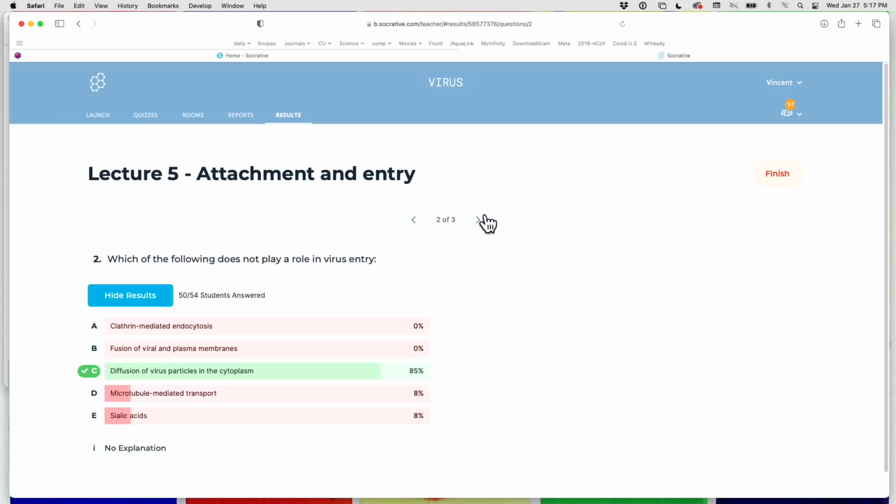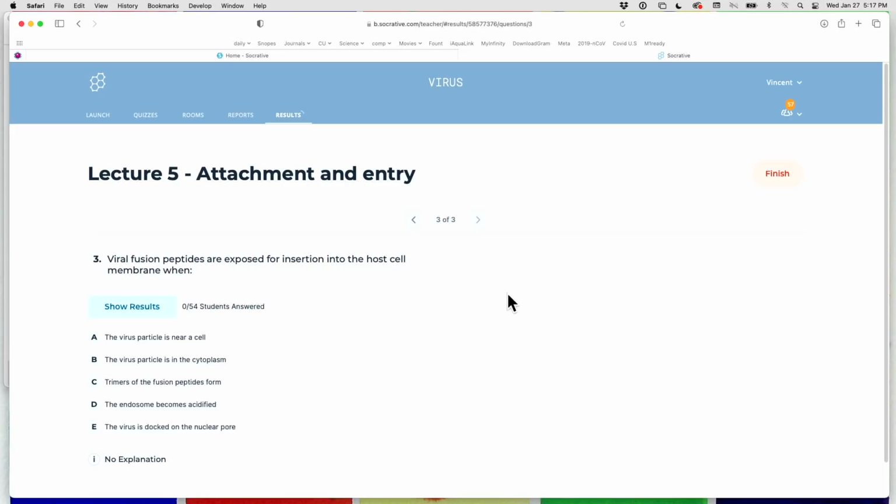All right, our last question is: viral fusion peptides are exposed for insertion into the host cell membrane when A, the virus particle is near a cell, B, the virus particle is in the cytoplasm, C, trimers of the fusion peptides form, D, the endosome becomes acidified, or E, the virus is docked on the nuclear pore. All right, let's see how we did here.